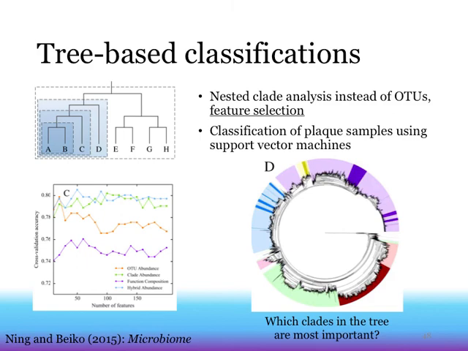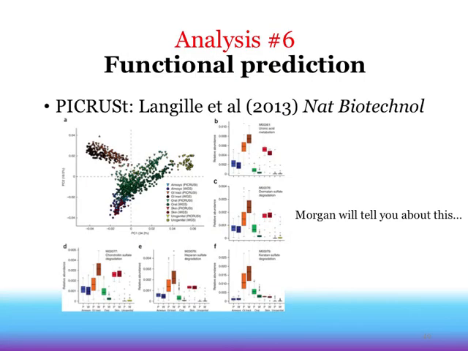There's a classification accuracy of different approaches. Functional prediction. This one's on Morgan. Take your 16S, take a reference database of genomes, and try and predict the functions in the metagenome from your 16S.